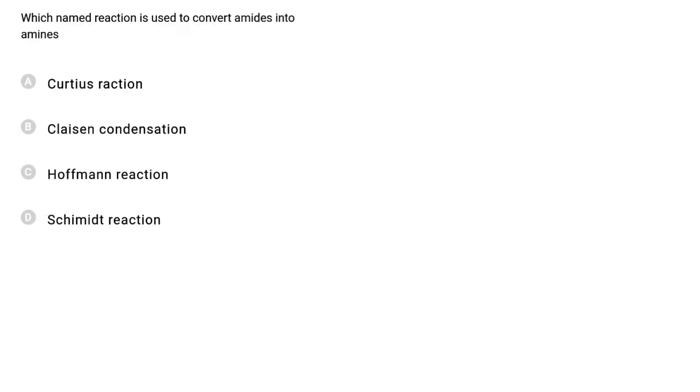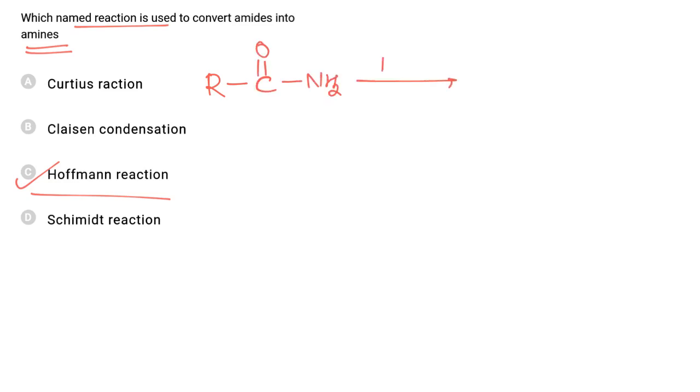In this question we have to find which named reaction is used to convert amide into amine. So the Hofmann bromamide reaction is used to convert amide into amine. If amide is treated with bromine and KOH, it will be converted to an amine containing one carbon less, along with CO2 gas released. Now this reaction is called the Hofmann bromamide reaction, and hence the correct answer is C.